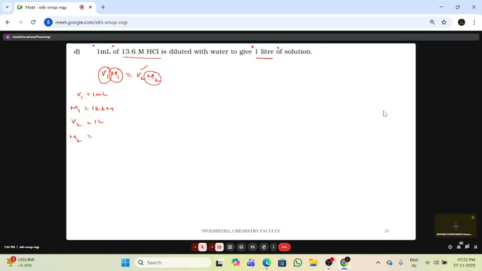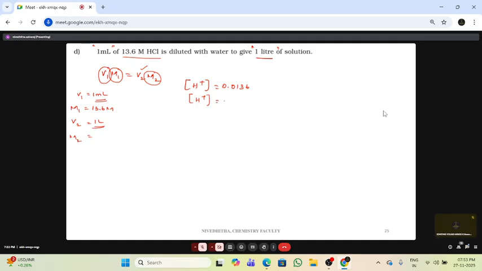Okay, so could you please tell me the concentration of the new solution? Tana, this is in ml and this is in liters. Convert either one, milliliter to liter or liter to milliliter, anything is fine. Ma'am, 0.0136. Okay, Kana, right. So the H plus ion concentration is 0.0136. Very good.